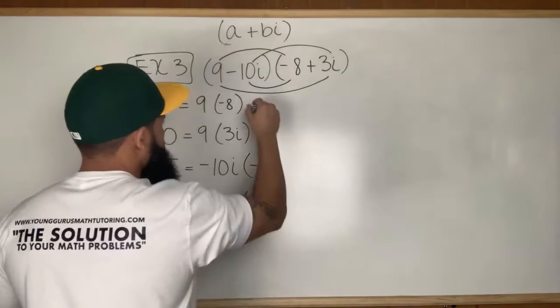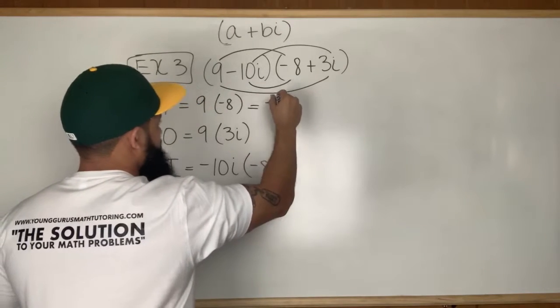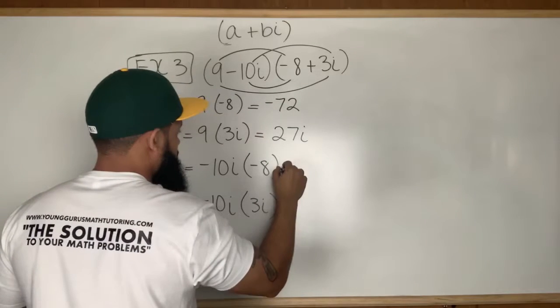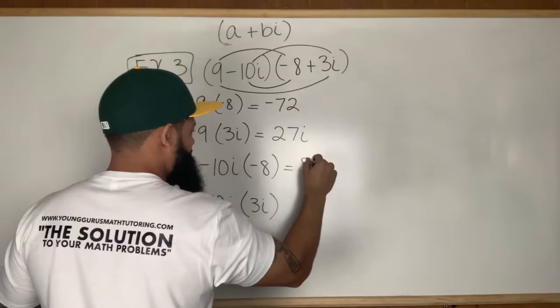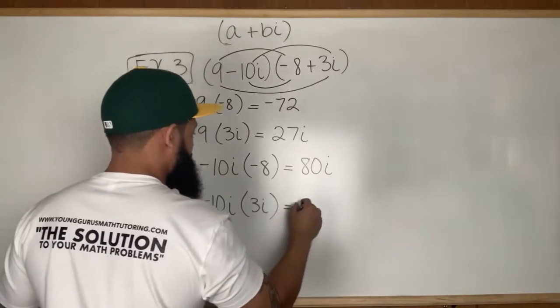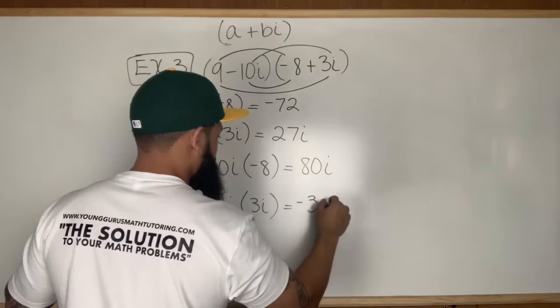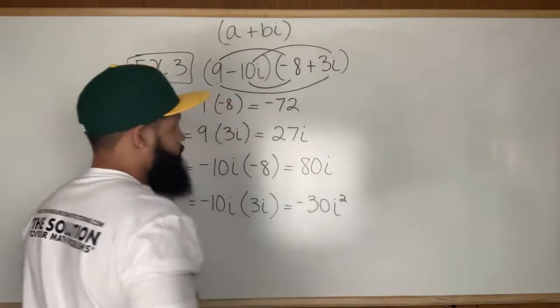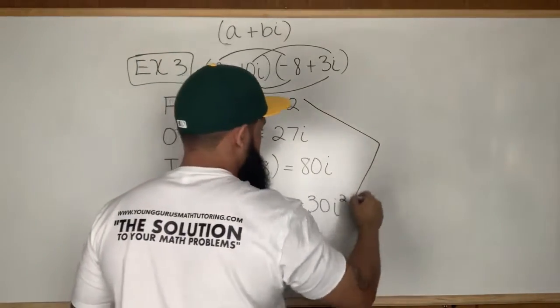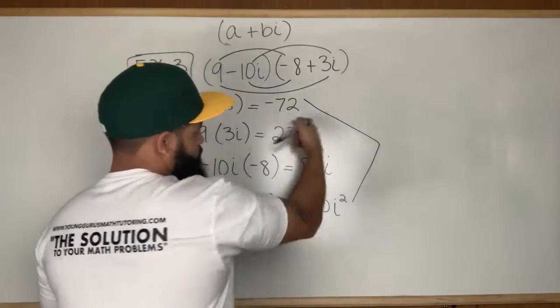Now let me go back and do the math there. So this gives me negative 72, 27i, 80i, because the negative times a negative, and then negative 30i squared. I have to put all of those terms back together and then simplify. So I'm going to just write it the way they are.